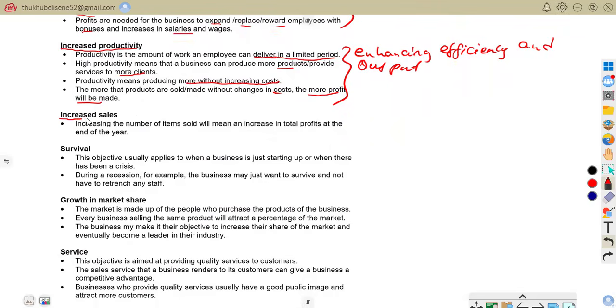Increased sales now is one of the types of business objective. Increased sales is whereby we are trying by all means to boost revenue through sales growth.